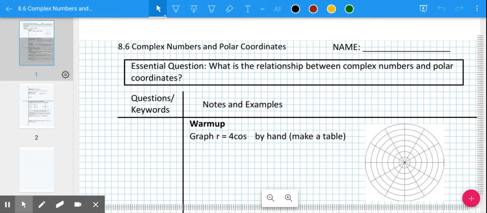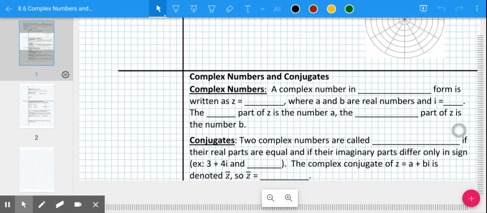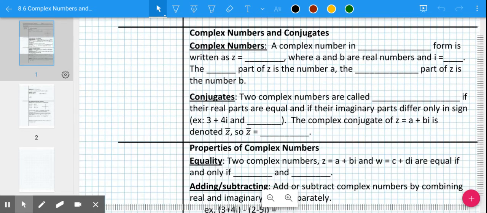In today's video, we are covering 8.6 complex numbers and polar coordinates. I am going to skip the warm-up today, but it is there if you want extra practice on graphing. Now, I'm going to go right into some vocab. We are going to be starting with complex numbers. There are two different forms we can write these in.